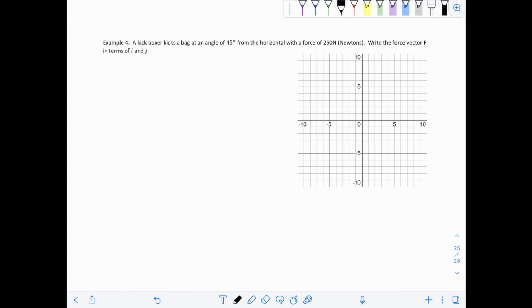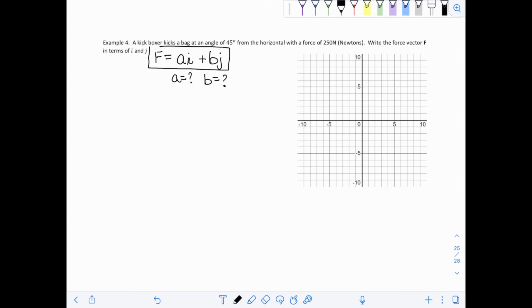So when it says writing it in terms of i and j, that means our final answer is going to be something like ai plus bj. And what we need to find then is a and b.